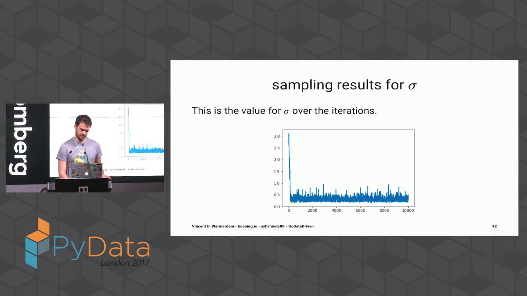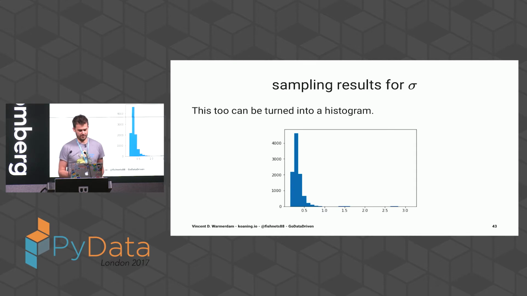And as I'm doing this for mu, I'm also doing this for sigma. Again, I'm starting out in some region that's probably not very likely, and it tries to be in regions where it's more likely, and then at some point it seems to be sampling in the same area over and over again, and I get the same sort of distribution for sigma.